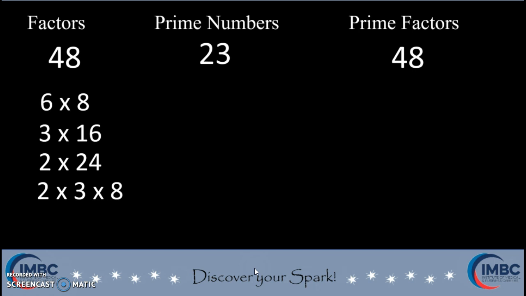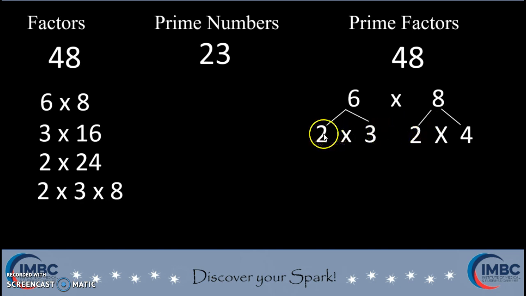When I start to do this, I just pick any two factors of 48. So 6 times 8. The 6 and the 8 are not prime numbers, so I need to refactor each of these. I'm going to factor the 6, 2 times 3, and the 8, 2 times 4. Let's take a look. 2, prime number. 3 is a prime number. 2, prime number. 4 is not a prime number, so I'm going to refactor the 4, 2 times 2. I now have all prime numbers.